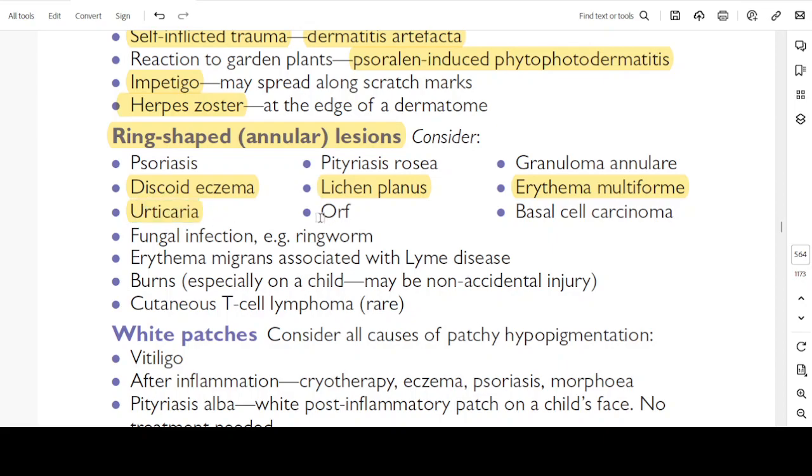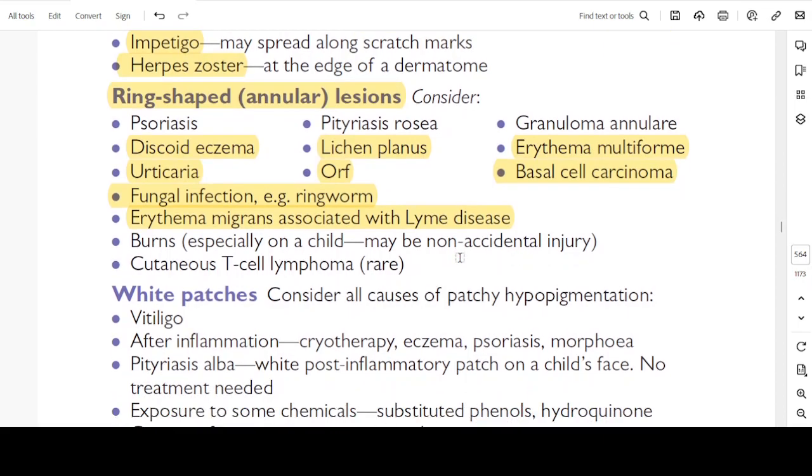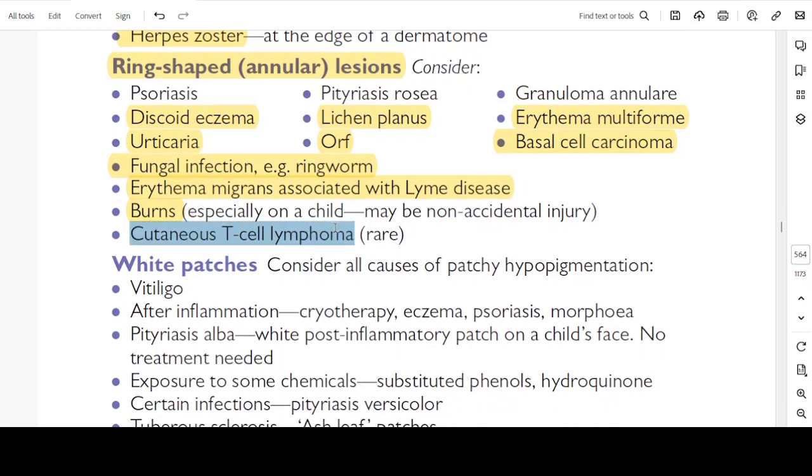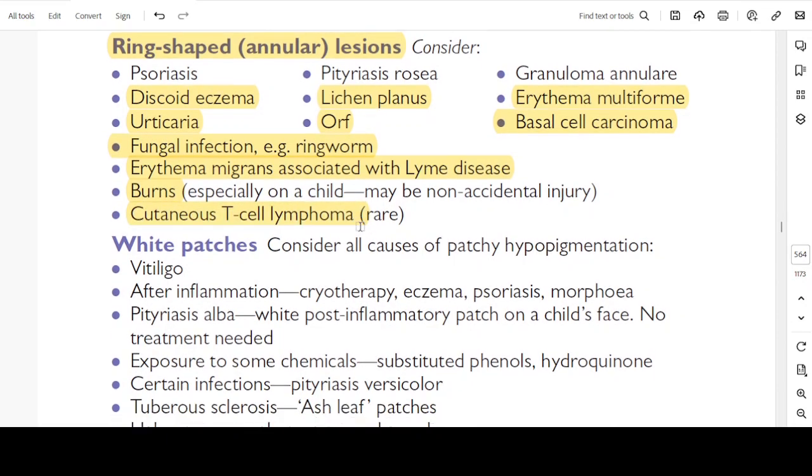Urticaria, wheal, or basal cell carcinoma. Fungal infection like ringworm, again annular lesions. Erythema migrans associated with Lyme disease, again like a bullseye lesion. Burns, especially on a child, may be non-accidental injury. Cutaneous T-cell lymphoma is rare, but again it's a ring-shaped lesion.